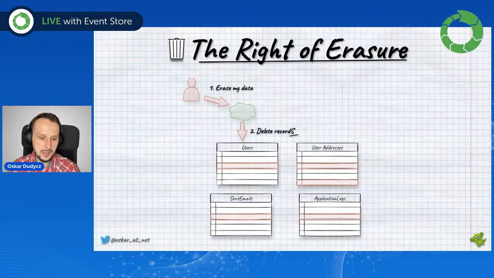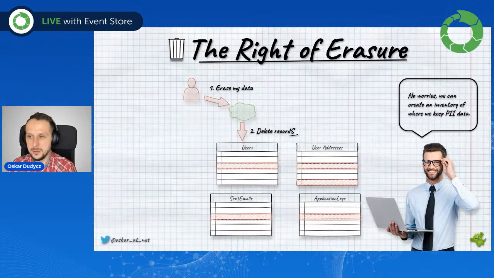However, that's rarely the case, because usually the personal information is spread across multiple tables. So usually we have users, user address, emails or notifications that we send to them. They also might contain some private information. And what's worse, quite often we are also putting personal data into application logs. So we can say, well, no worries, we will make the inventory and note in which tables you might expect to have this information.